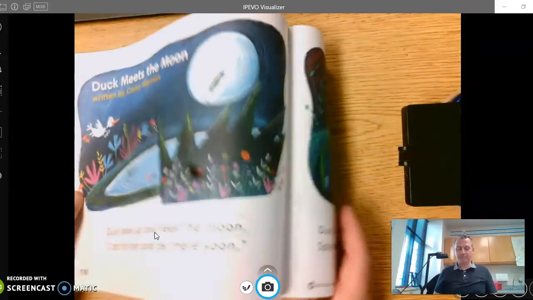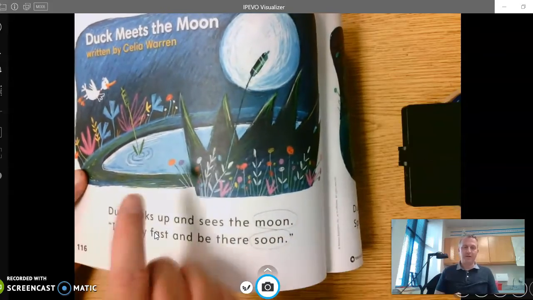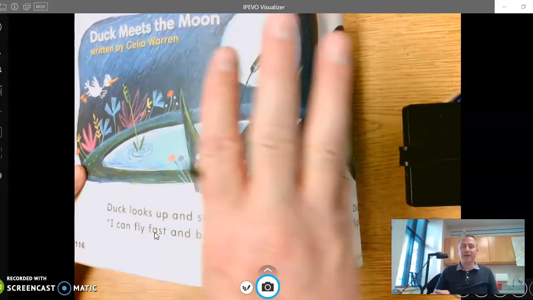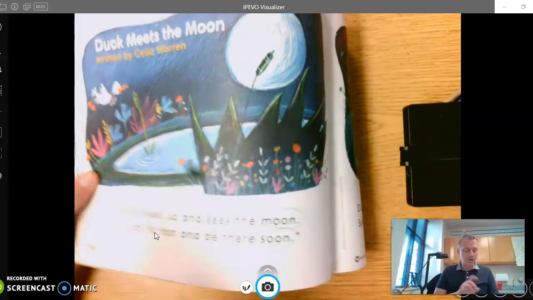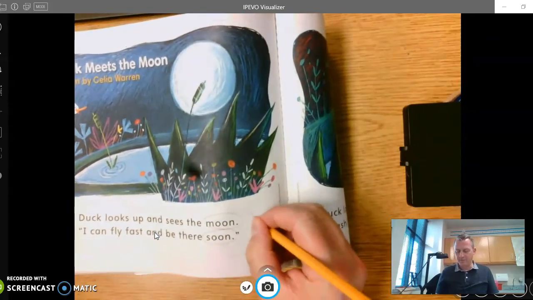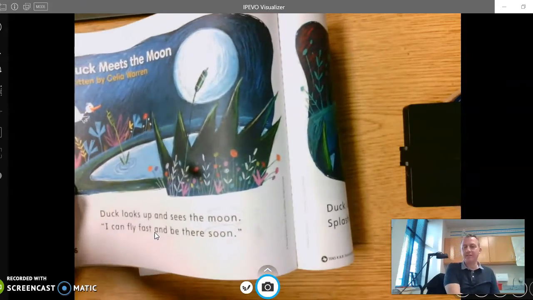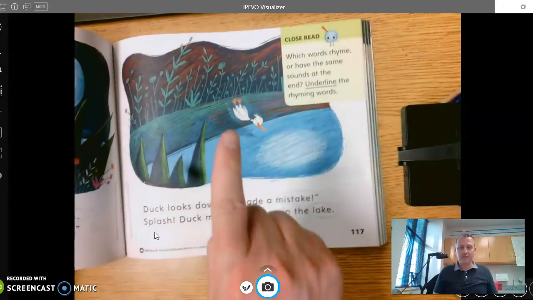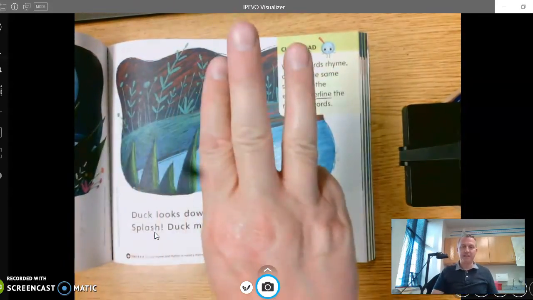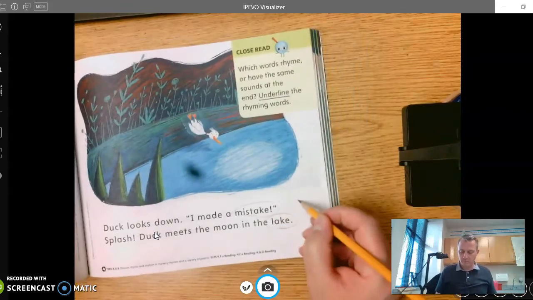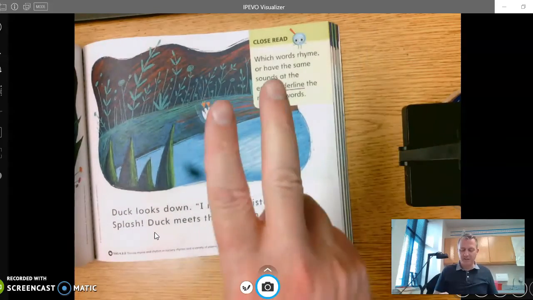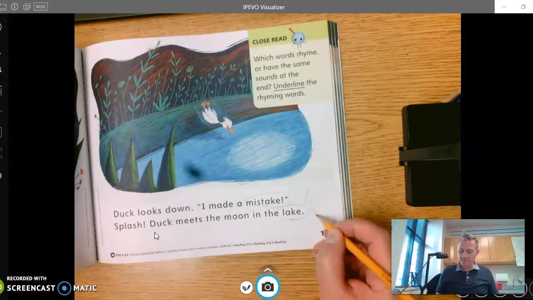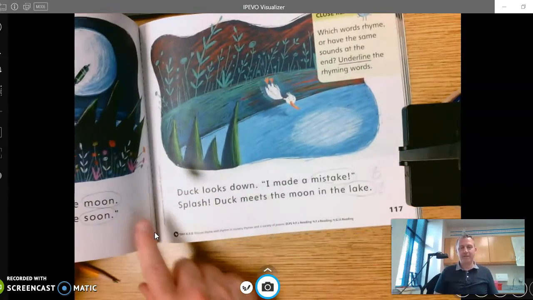Let's go ahead and check the rhythm of these lines. Duck looks up and sees the moon. Hey, 7. I can fly fast and be there soon. 8. Oh, okay. I'm going to write that down. 7 on the first one, 8 on the second. Let's see if we see some sort of a pattern, which is what rhythm is. Duck looks down. I made a mistake. Oh, I see 8 again. Splash! Duck meets the moon in the lake. 8. Okay, so it starts with 7, and the last 3 lines have 8.